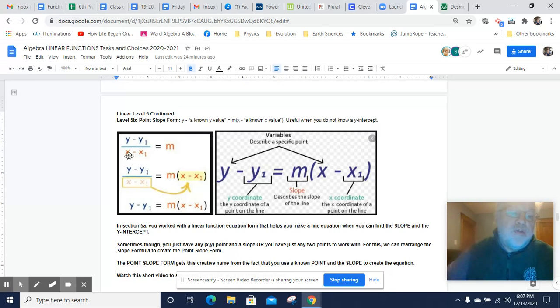Here is the whole thing worked out. y minus y1 over x minus x1 equals slope. We multiply both sides by x minus x1, so it cancels out down here, and we end up with y minus y1 equals slope times x minus x1, and you have the point-slope form. All right, I hope that helped, and you should experiment with it with individual points yourself.